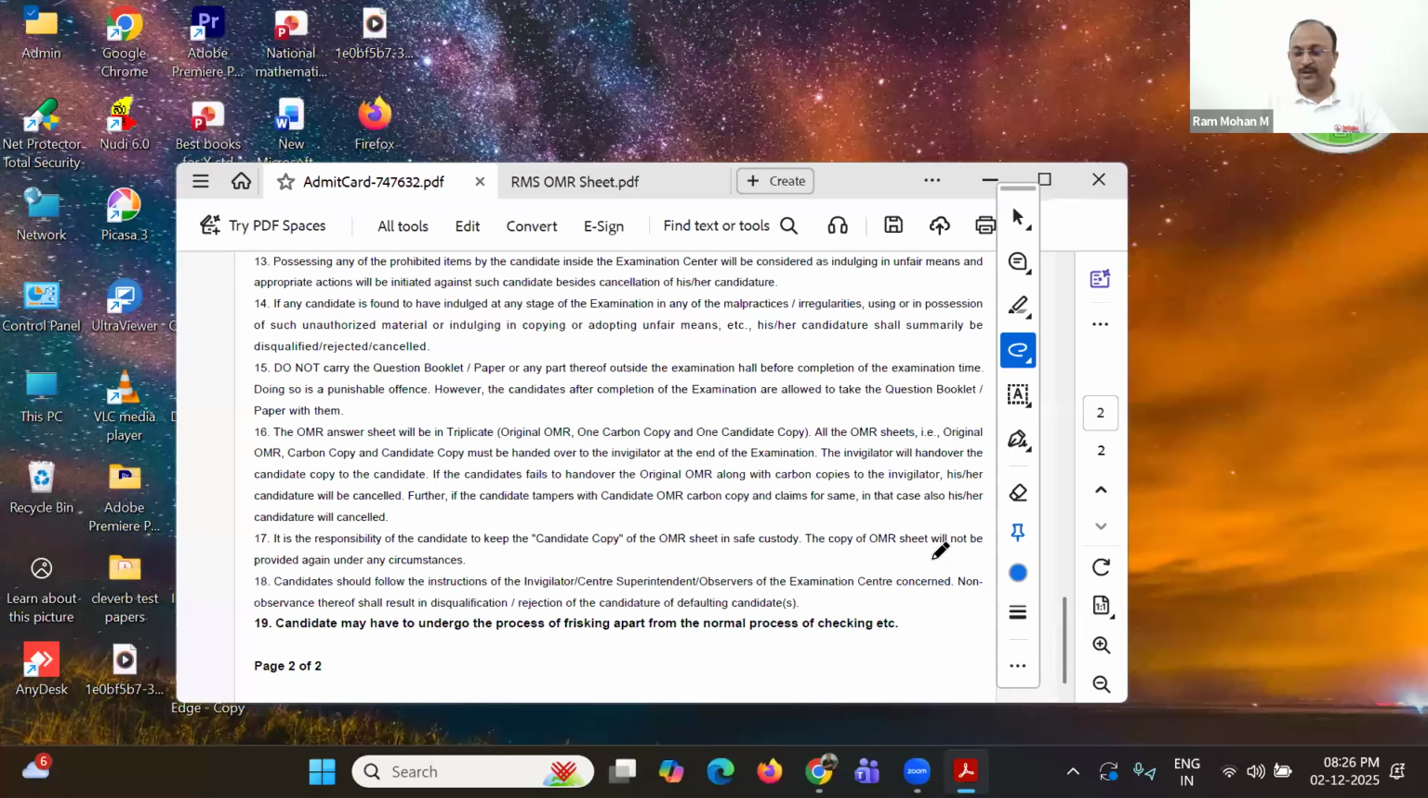The candidate may have to undergo the process of frisking apart from the normal process of checking. Frisking means they may check you at the gate and also at the entrance. While writing also, sometimes if they get a doubt, they will ask you to open your sheet, check here, and they may check your pockets also. What is allowed? A water bottle may be allowed. Take a transparent water bottle. Normally they provide drinking water in the exam center. Normally, a water bottle was also not allowed in the last session.